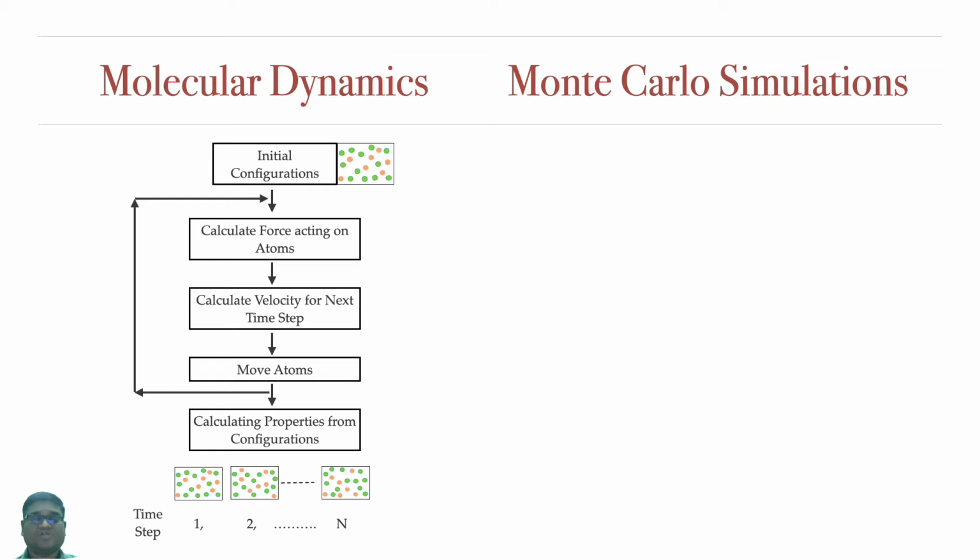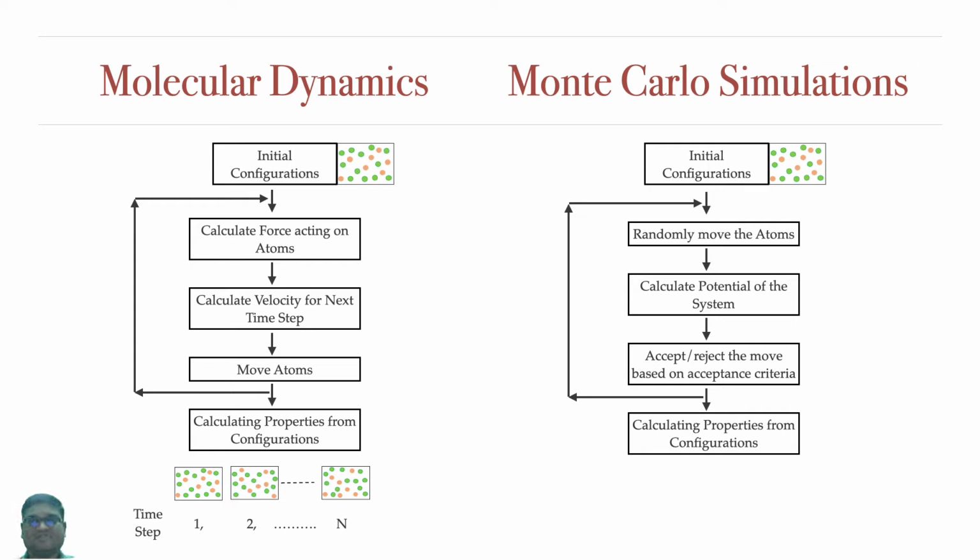And now let's move to Monte Carlo simulations. This also has the same algorithm. The only difference is that we start with the initial configuration, and instead of calculating the force, we move the atoms. We move all the atoms in the simulation box randomly, atom by atom. Instead of calculating the force, we calculate the potential energy of the system, by moving one atom at a time.